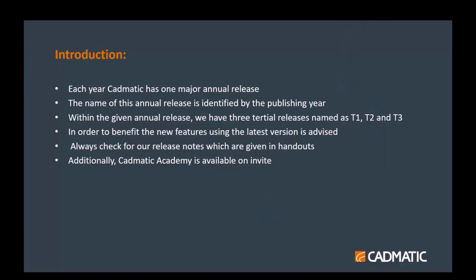Beginning with the introduction, each year Cadmatic has one major annual release. The name of this annual release is identified by the publishing year. Within the given annual release, we have three tertiary releases named T1, T2 and T3. Currently, the version 2023 T3 is the latest version. Here, 2023 signifies the publishing year and T3 signifies the tertiary release name.